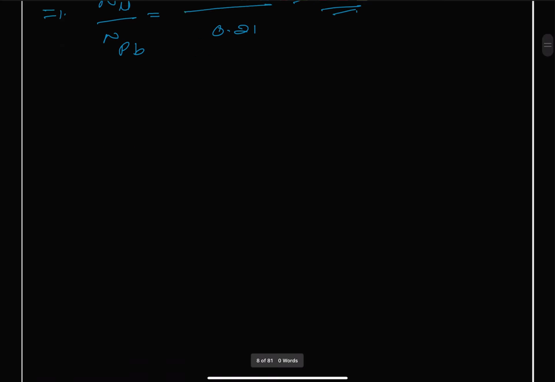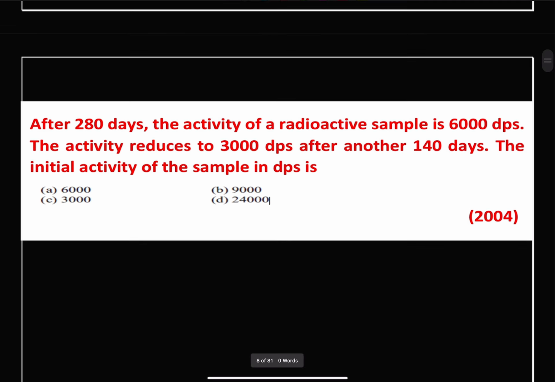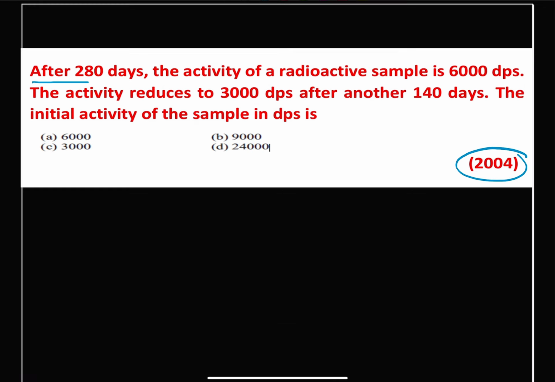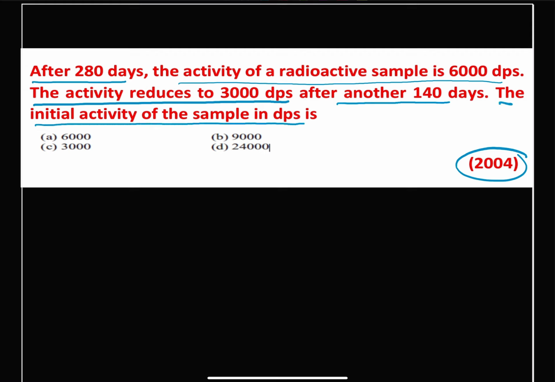Okay, next question. It was also asked in the year 2004, and it states that after 280 days, the activity of a radioactive sample is 6000 dps. The activity reduces to 3000 dps after another 140 days. The initial activity of the sample in dps is? So we are given that the activity after 280 days is 6000 dps.